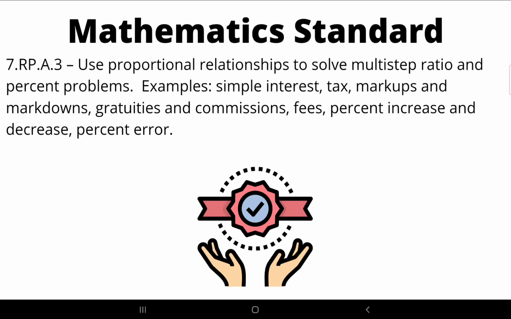Standard 7.RP.A.3: Use proportional relationships to solve multi-step ratio and percent problems. Examples: simple interest, tax, markups and markdowns, gratuities and commissions, fees, percent increase and decrease, percent error.